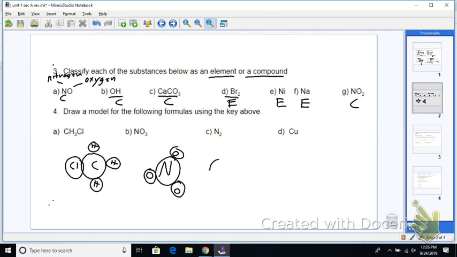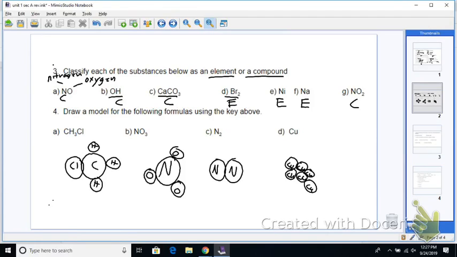N2 would be two of these side by side bonded. And then Cu would just be by itself. We could go ahead and have a bunch of Cus stuck together. Usually where you're going to have one, you're going to have a bunch of Cu's. So you can, or you could draw one. No big deal on that one. Questions on that?